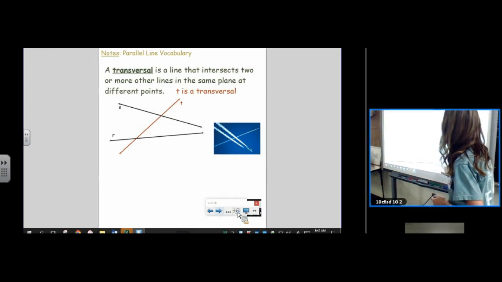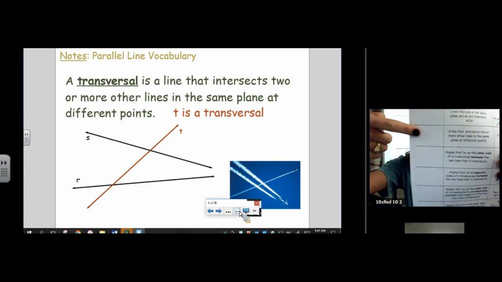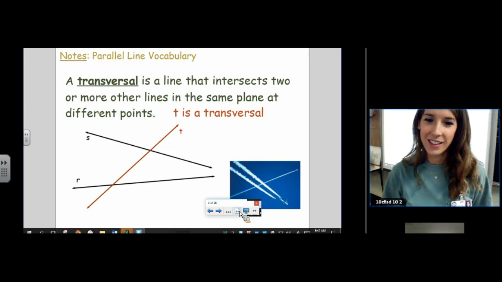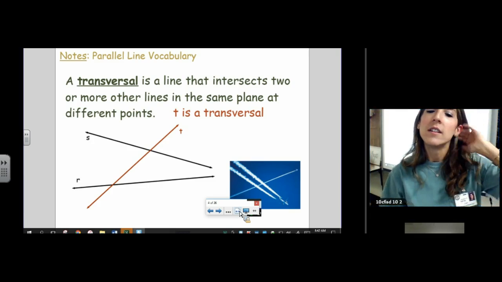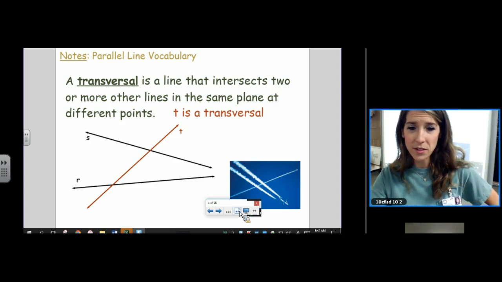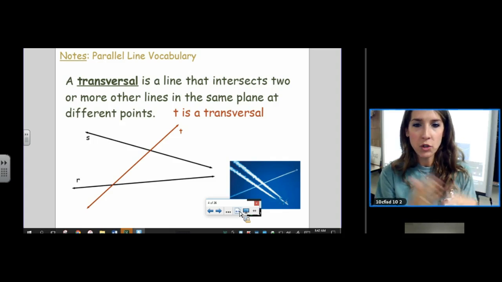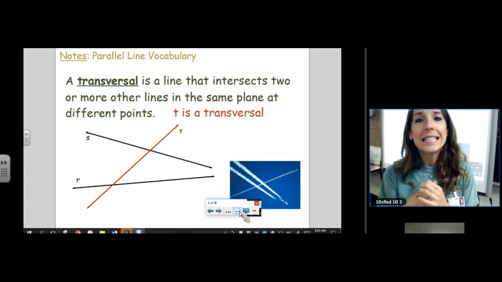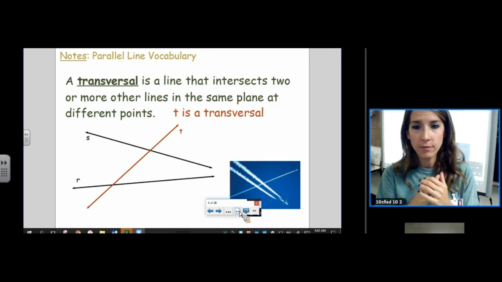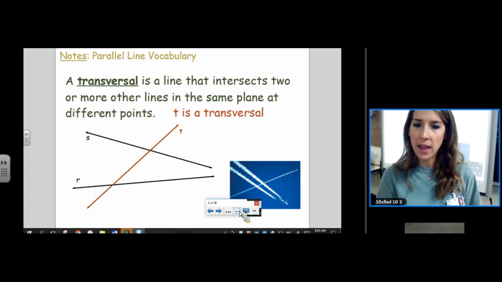Next word, I talked about this in the warm-up. So you're writing the next word on the sheet, transversal. Transversal. So your parents say, hey, what did you learn about today? I learned about transversals. I think it's fun to say. So we've got a line. Transversal is a line, not a segment, not a ray, a line. It needs to intersect 2 or more lines. It can't just intersect one. It intersects 2 or more lines in the same plane at different points.